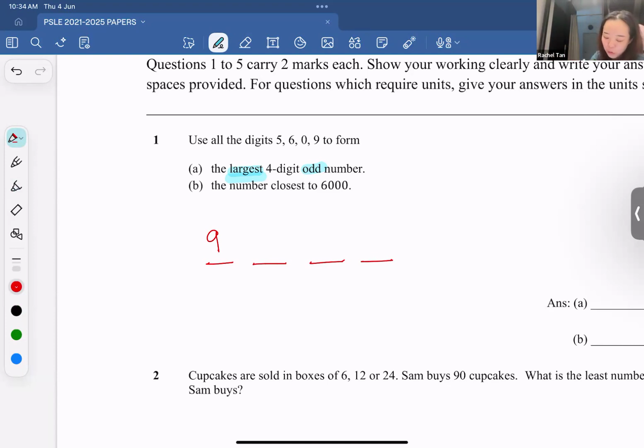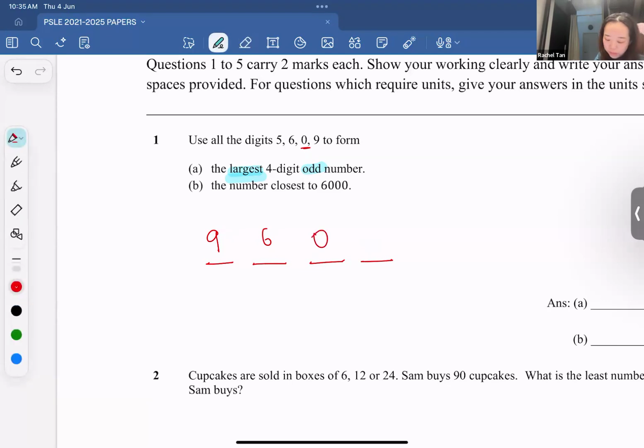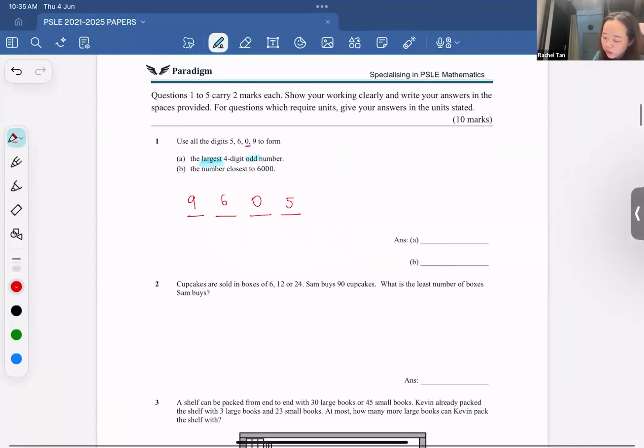But then the number 0 must always be the number before the ones place, because 0 is an even number. If I just write from biggest to smallest, my answer will be 9650, which is an even number. So I just need to switch the 2 numbers. So my answer will be 9605. The answer is 9605.